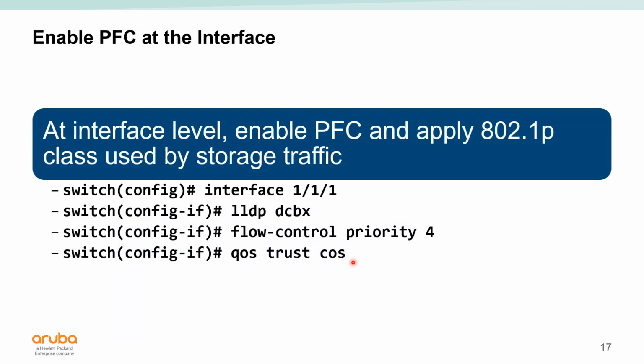As seen here on this screen, you can actually do that at the interface level. And on this screen, we're actually showing how to enable PFC. So we can go into the interface that I don't want any traffic to be dropped on. I can enable LLDP, DCBX, and then I can enable flow control, and I can tell it which queue I want flow control to be applied to. Now, because this does use the 802.1p priority, we are going to need to QoS trust. So we're going to need to make sure that we trust class of service.